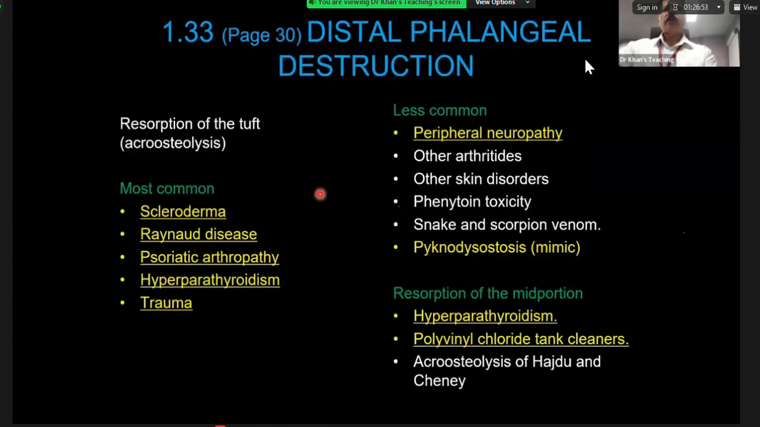Another differential diagnosis in your book is about distal phalangeal destruction, and out of the less common causes, pycnodysostosis is given there.